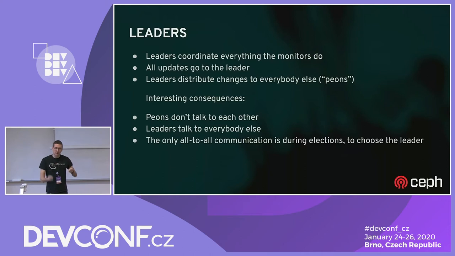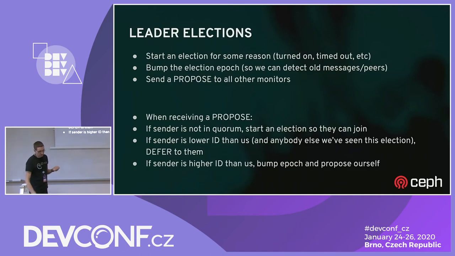Any one of the monitors can notice that change or get requested to make the change, but they forward that request to the leader. And then the leader distributes those changes to all of the other monitors, which we call peons. As a consequence of this, peons don't talk to each other, they only talk to the leader, but the leader does talk to everybody else. But the only time we care about the full network connection is during election periods. So the leader elections are pretty simple for what they are.